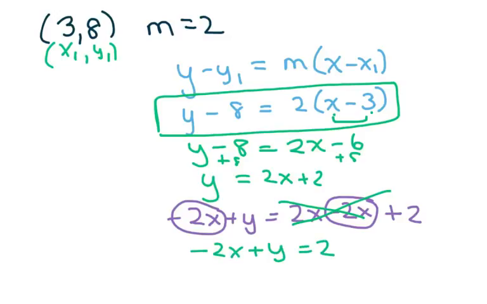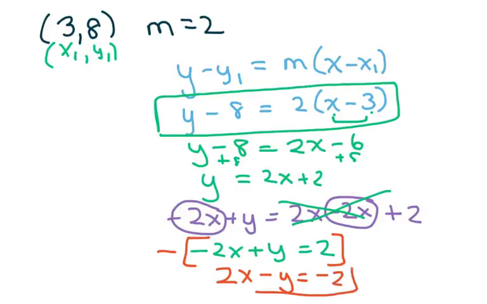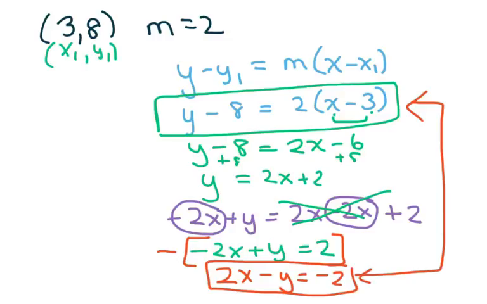Now in standard form, your a cannot be negative. It has to be positive. So what you're going to do is negate this equation and just make everything opposite. So opposite of negative 2x is positive 2x. Opposite of positive y is negative y. Opposite of positive 2 is negative 2. So there's your standard form of your equation. Here's your point slope form.